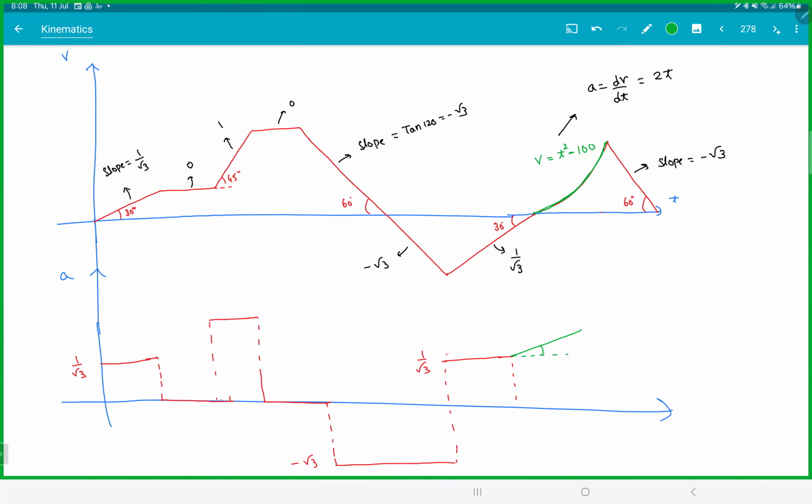Where this line's slope, tan theta, is equal to 2. Because see, this thing is looking like y is equal to mx. This a is equal to 2t. It looks like y is equal to mx. It's a line passing through the origin, meaning I didn't draw it properly, but if I extend the line, it will pass through this line here.